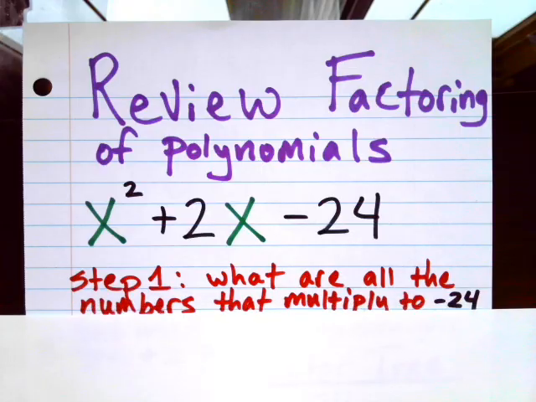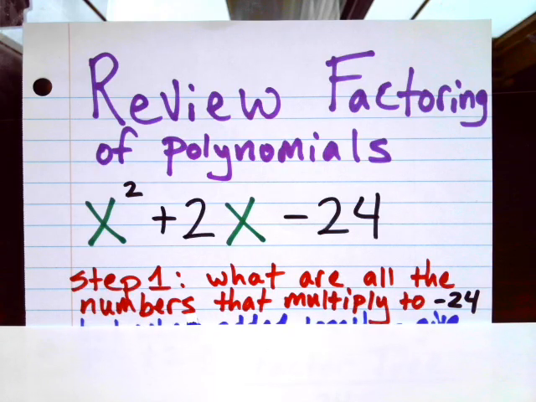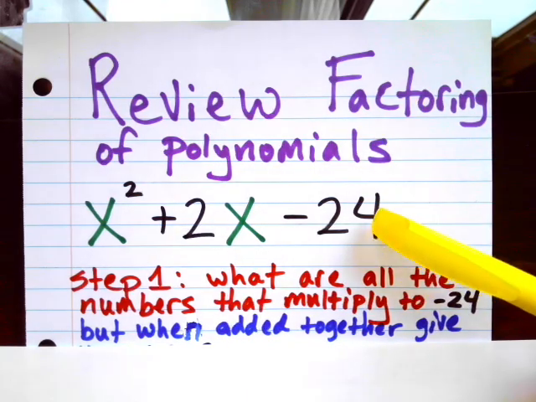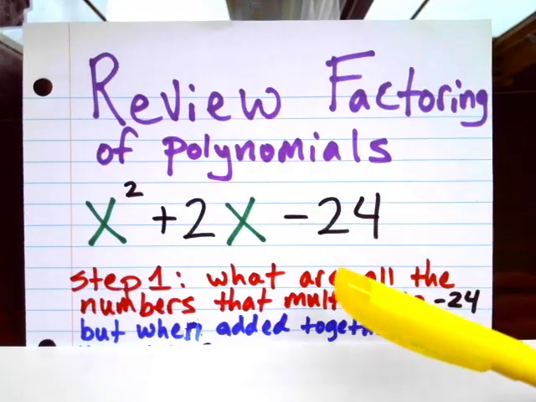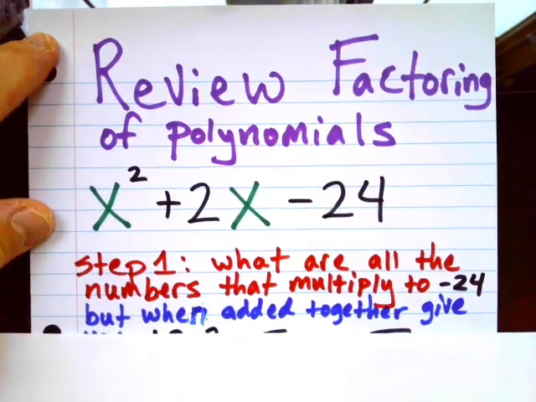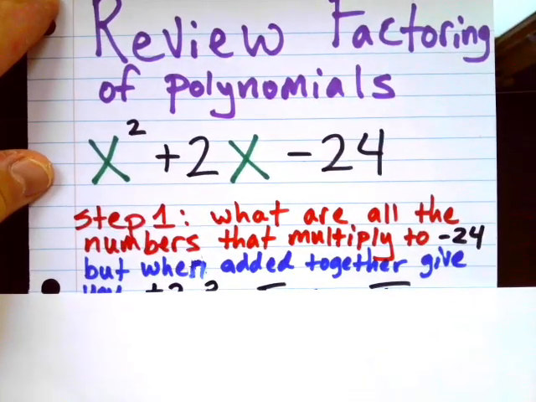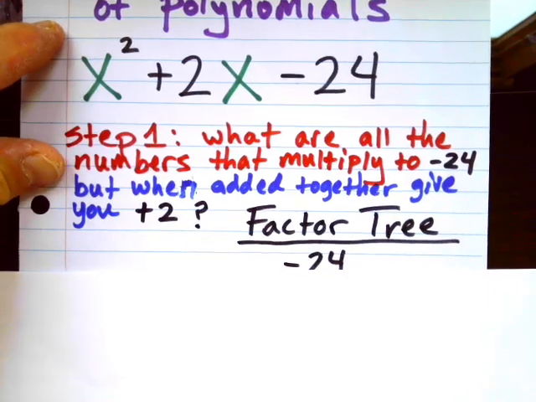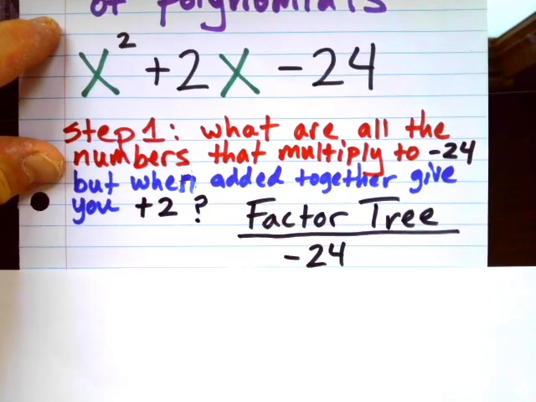So step one: what are all the multiples of negative 24? I want to know all the numbers that multiply to a negative 24 but add up to a positive 2. You can also look at this as a type of reverse FOIL. I'm going to go over FOIL in my last skill review video.